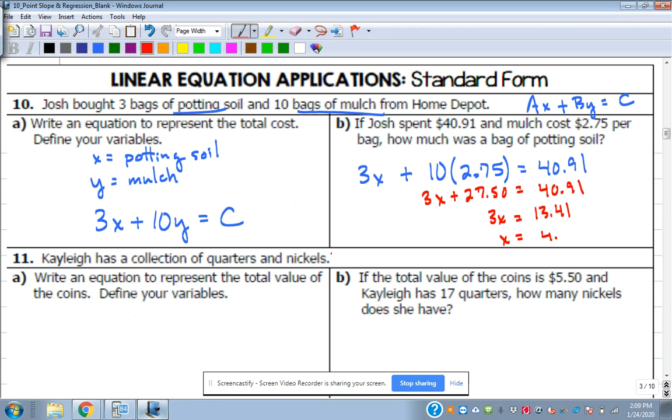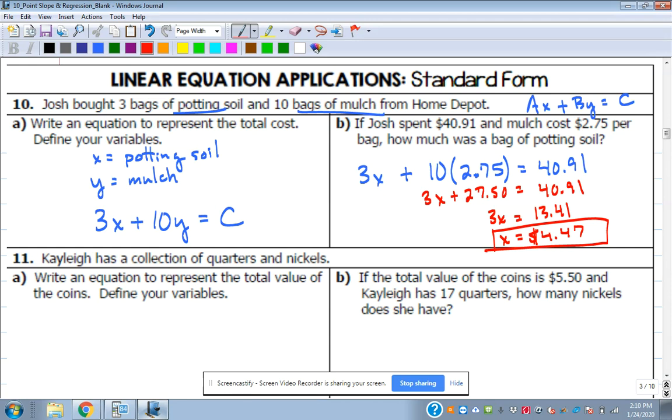$4.47. Works out nice. Now, when we're rounding, if you ended up having to round that, how many places do you round? Because the instructions are not going to tell you. Why to the nearest 100? What are we dealing with here? Money, dollars and cents. We round to the nearest cent, which is the nearest 100.